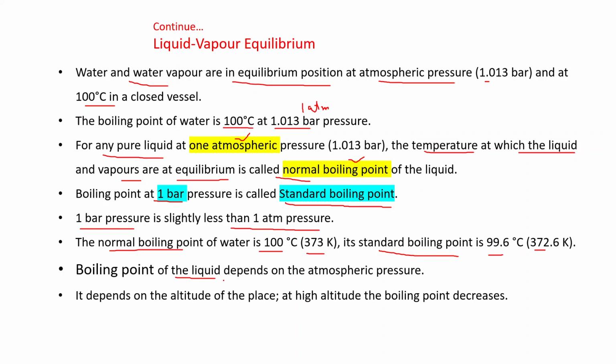Boiling point of the liquid depends on the atmospheric pressure. As the atmospheric pressure decreases, boiling point will also decrease. Clear? That's why we can say boiling point of any liquid can be changed by changing external pressure. Okay, now this can be applied if we go to a higher altitude. As we know, at a higher altitude atmospheric pressure decreases, that's why boiling point will also decrease. It depends on the altitude of the place. At high altitude the boiling point decreases.